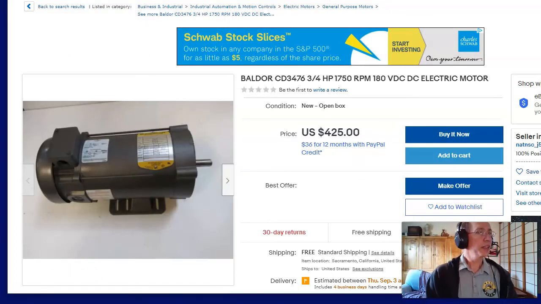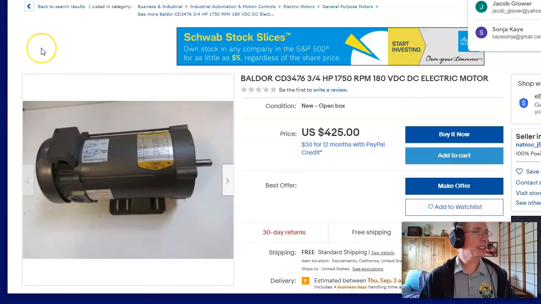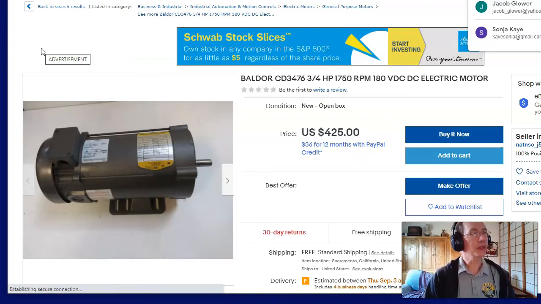Now, to give you an idea of DC versus AC, which motor to use, DC motors are really nice because they're easy to use. 0 volts is off. In this case, 180 volts is full speed forward. Speed is proportional to voltage. Easy to control. Torque is current. That's what's nice about them.